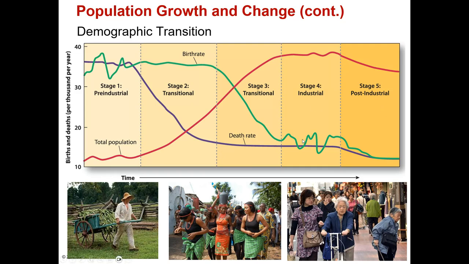And then you have stage 4, where you have usually low birth rates and low growth rates. And that might describe the US. We have a relatively slow population growth, mostly because of immigration. If it wasn't for immigration, we'd probably have a declining population.